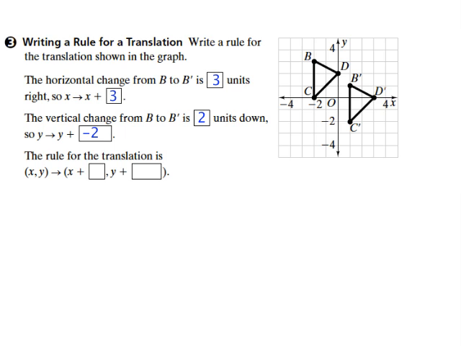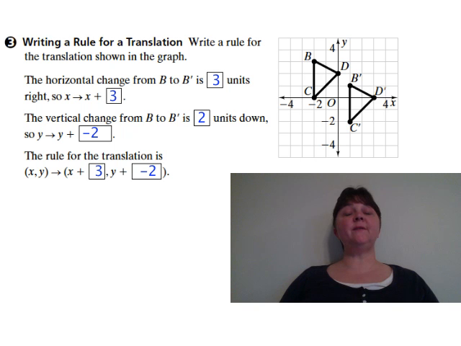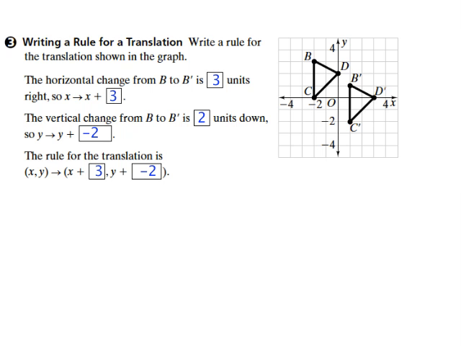So the rule for the translation is (x, y) becomes (x plus 3, y plus -2) because we were going down 2 units. Pause the video if you need more time to copy down this part of the notes.